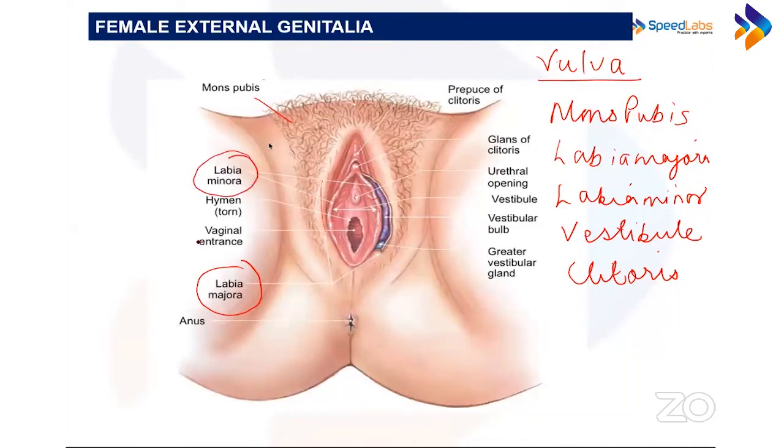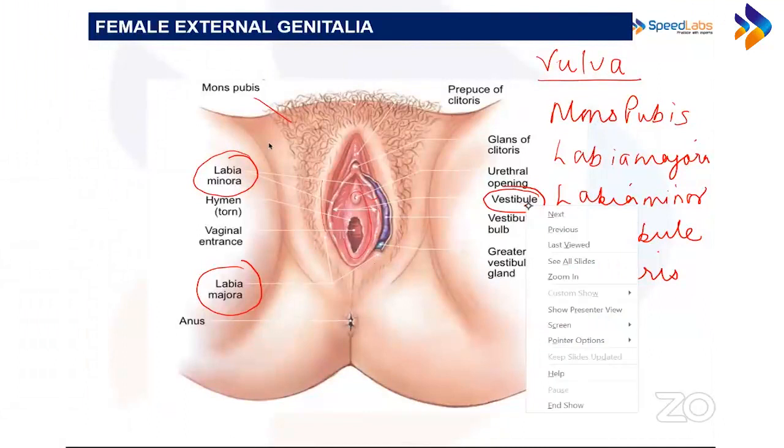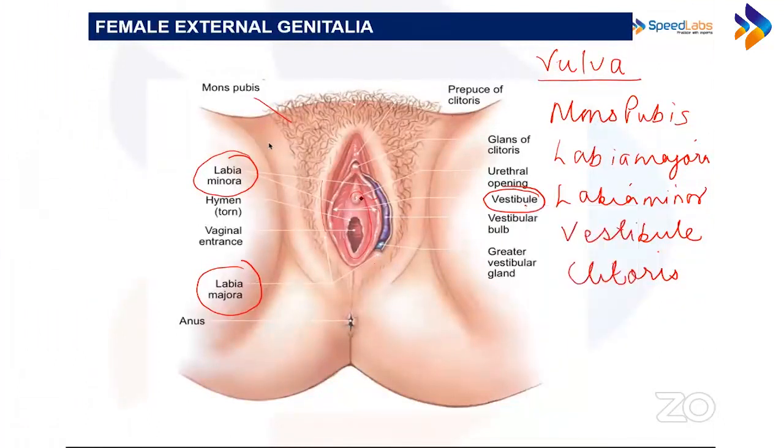All right. Then the space enclosed by the labia minora is the vestibule. Please locate the vestibule. This space enclosed inside the labia minora is the vestibule. And what does the vestibule have? The vestibule has two openings. It has the urethral opening and the vaginal opening.